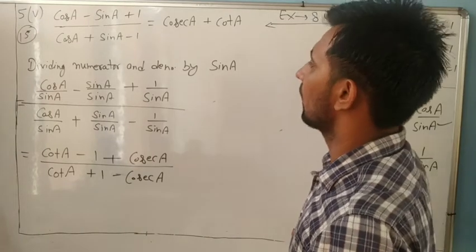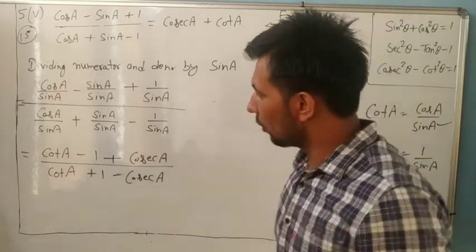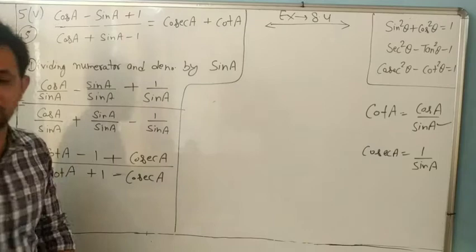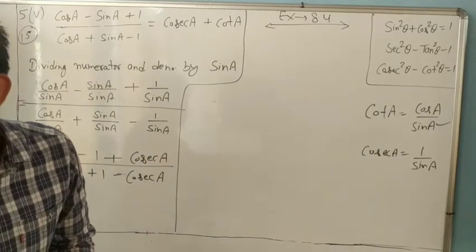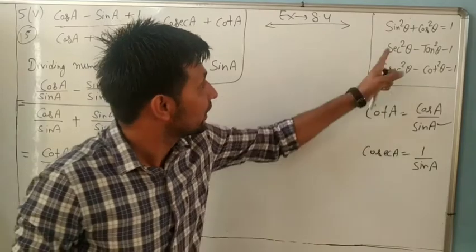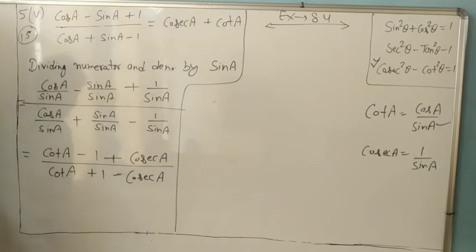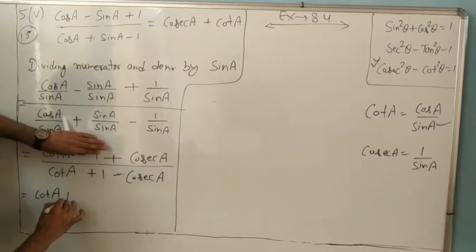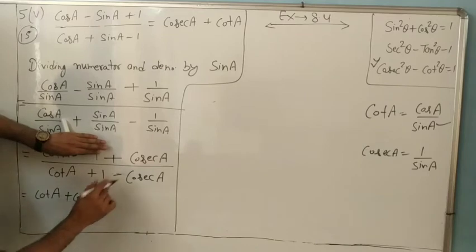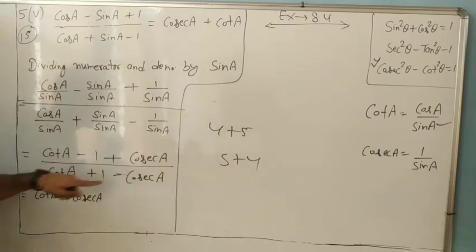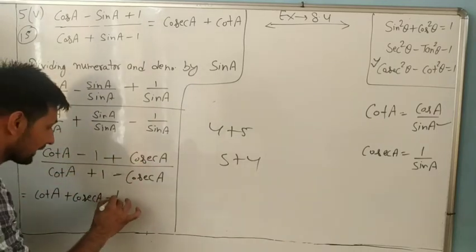Okay, dear? So now what will we do? Look at the question, a hint is also given. Using the identity cosecant square theta minus cot square theta equal to 1. Look at here. Can I write cot A plus cosecant A? Can we write 4 plus 5 as 5 plus 4? Yes. So cosecant A will be written first. Now minus, and now bracket.